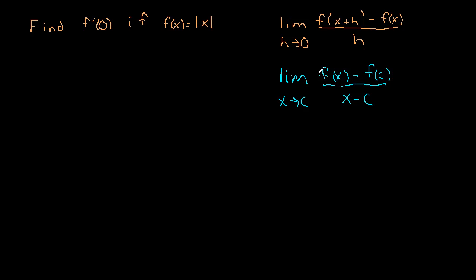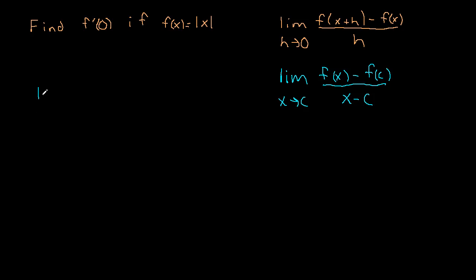This alternative form of the derivative is again very good for finding derivatives at particular points. If I want to find just an ordinary derivative at any point, I would probably use the other one. But if I want to find a very specific derivative, as in this case, at 0, then this usually is the preferred method. So let's go ahead and evaluate this.